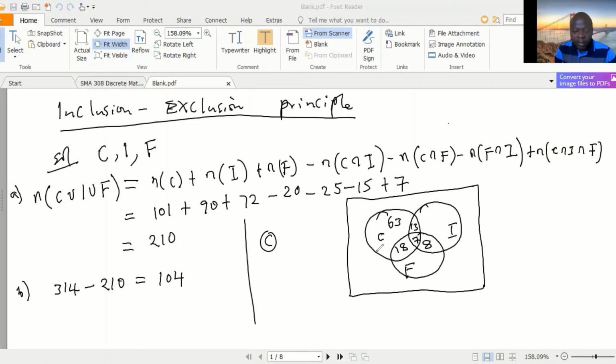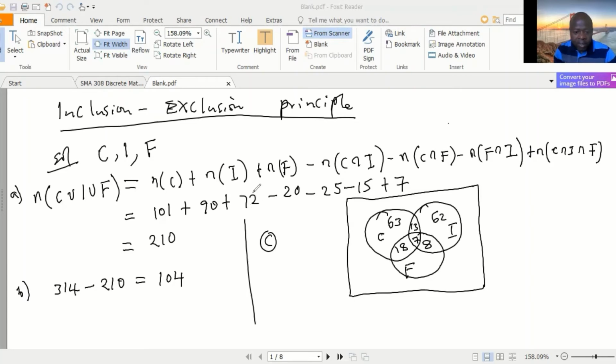And then we are also told 90 took investment. So the circle of investment is this, the total must be 90. The number of customers here must be 90. You already have 13 plus 7 plus 8 inside this circle. So that means we are left with 62. When you add 13 plus 7 plus 8 and subtract from 90, what you get here is 62.